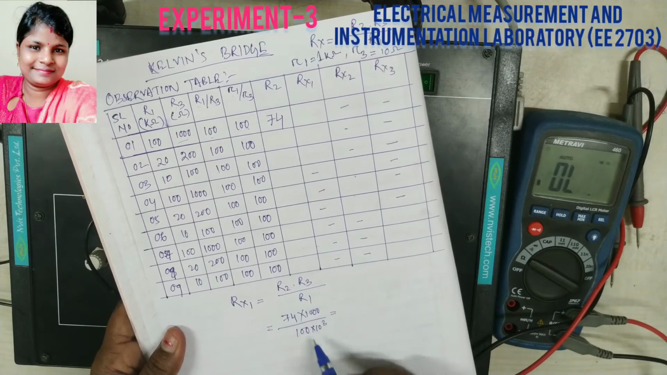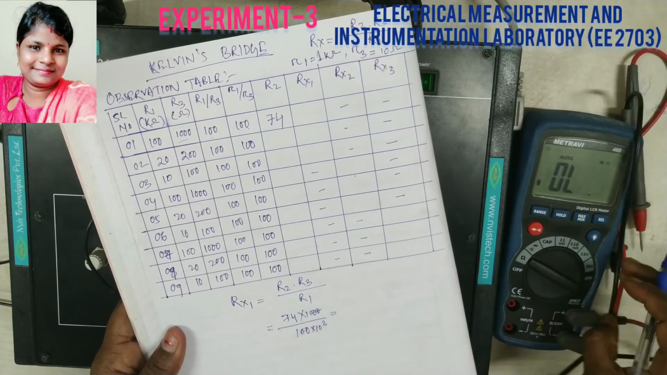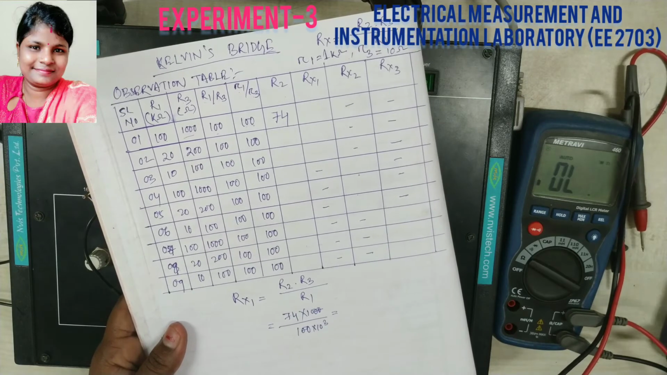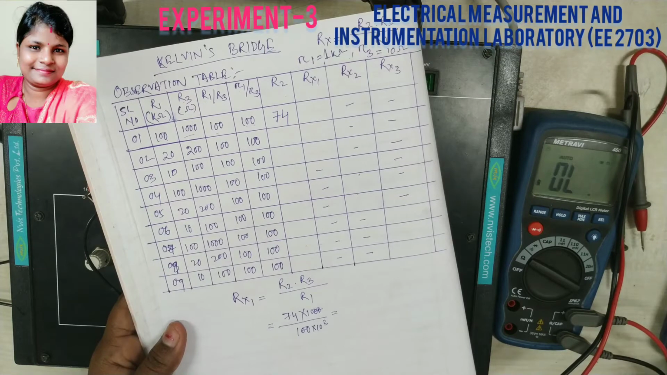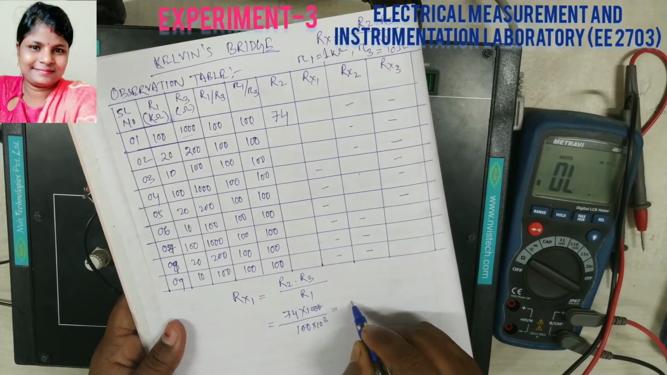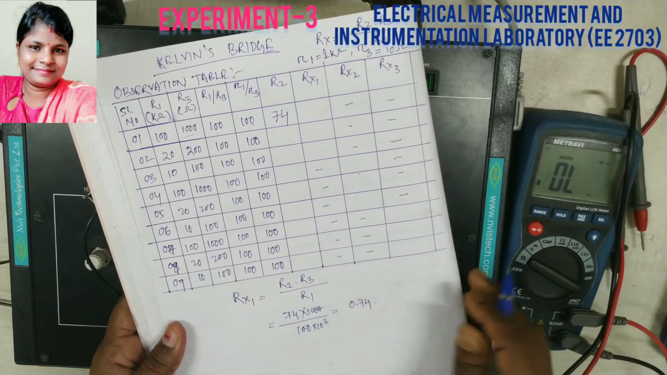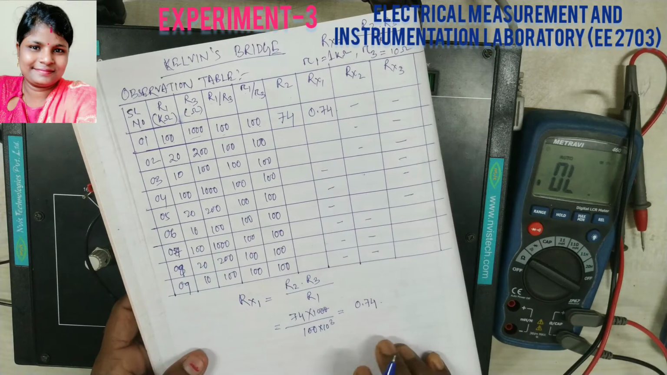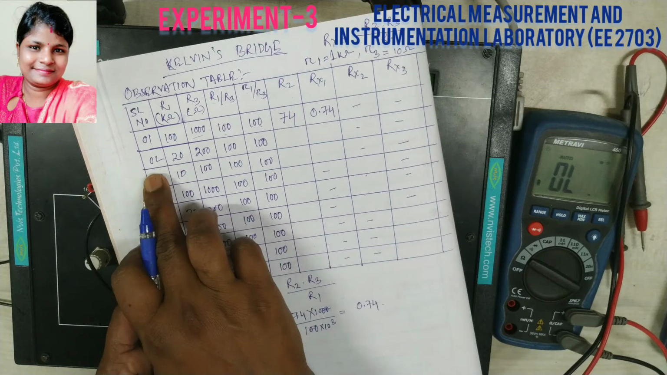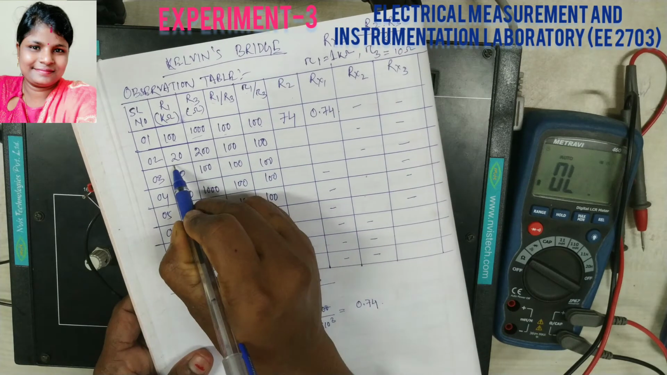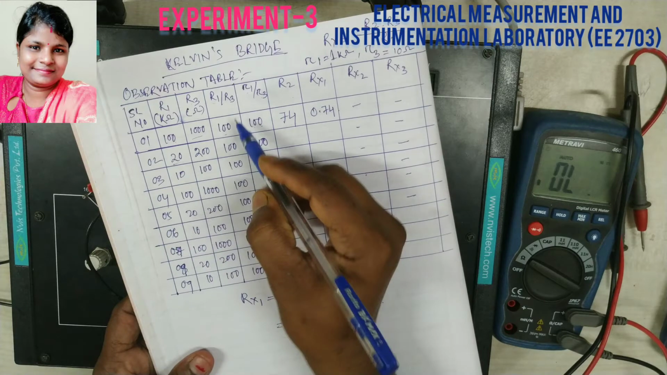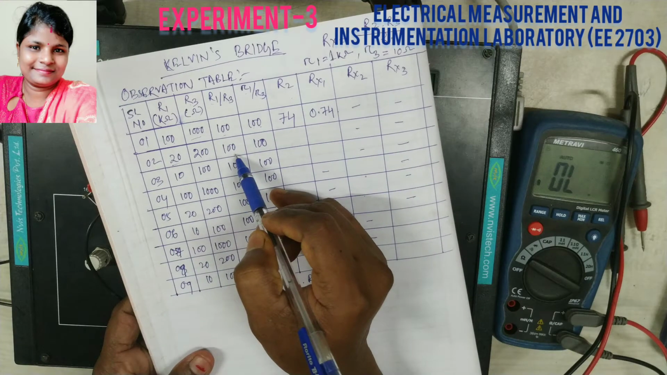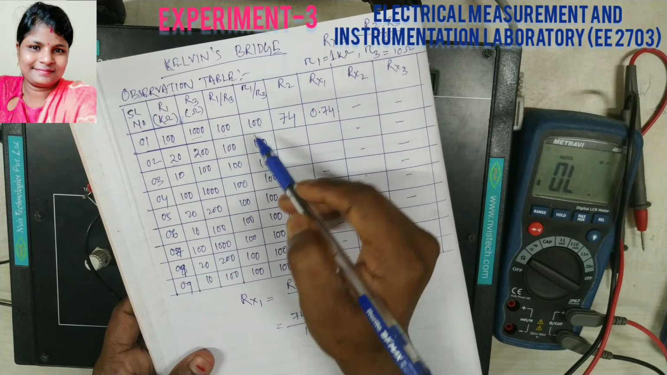Using the calculator, Rx1 is 0.74. So for the next table, for table 2, R1 is fixed at 20 and R3 is 200. So R1 by R3 is 100, and small r1 by r3 is constant 100.